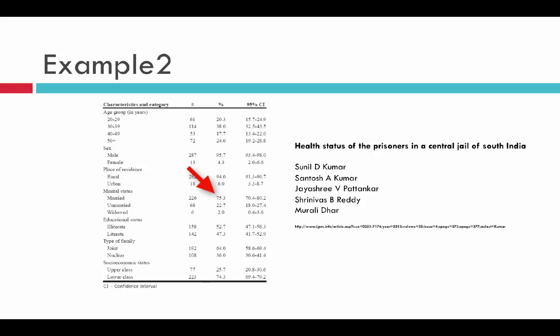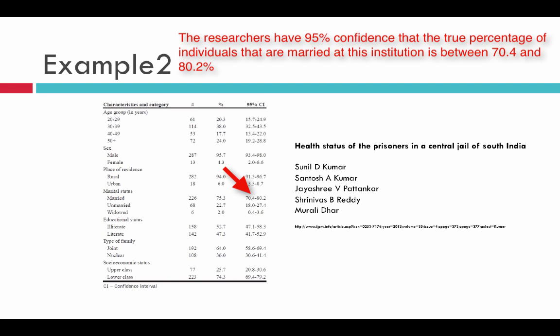Now, since this is one sample and doesn't necessarily speak for the entire jail, the researchers needed to estimate, or at least provide more information, about the overall prison population that is married. So they created a 95% confidence interval to estimate that percentage, specifically the percentage of married inmates. This interval, from 70.4 to 80.2, suggests that the researchers have 95% confidence that the true percentage of individuals that are married at this institution is between 70.4 and 80.2%.